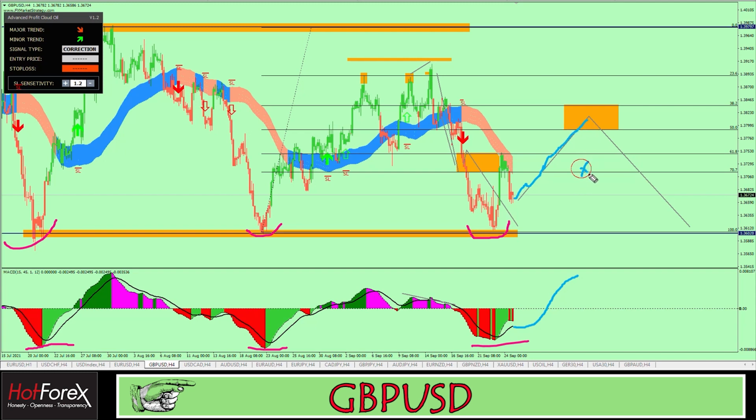Of course that's target number one, target number two, target number three, but I think that's the area where we should be looking to find another sell signal right there. Okay, so basically right here I think it's bullish, from here it's bearish.